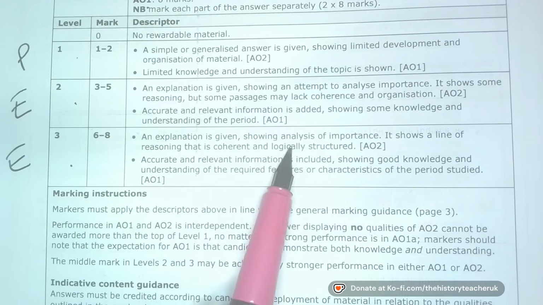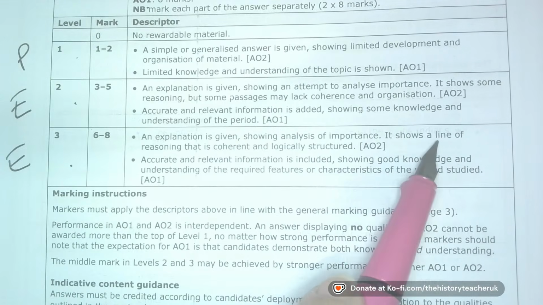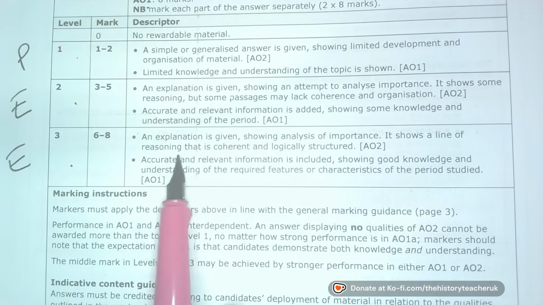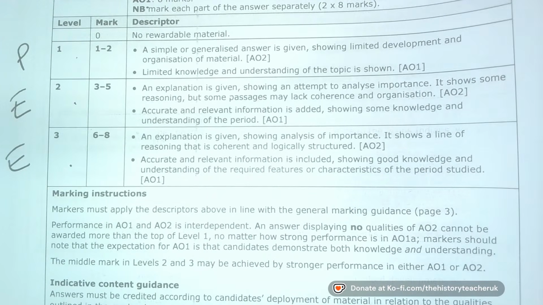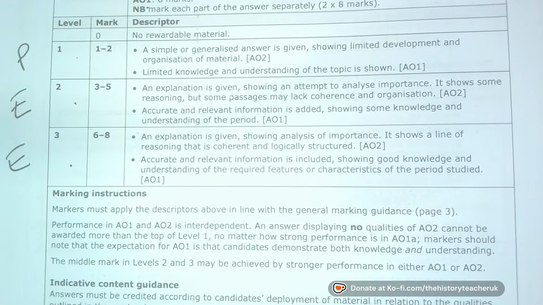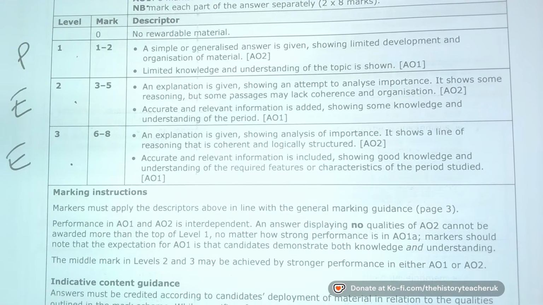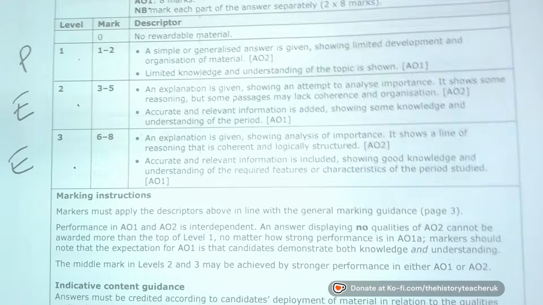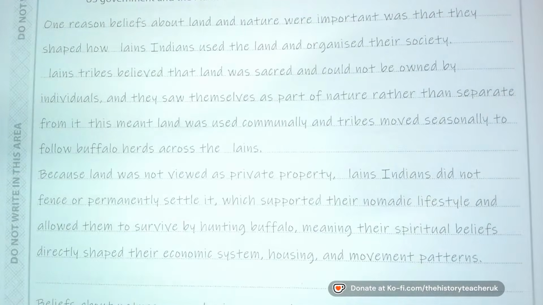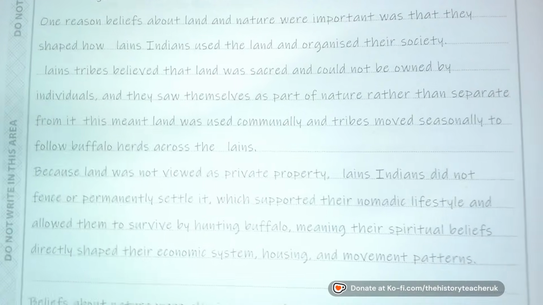An explanation is given showing analysis of importance. It shows a line of reasoning that is coherent and logically structured. In other words, your answer makes sense. Accurate and relevant information is included, showing good knowledge and understanding. So your explanation is given, you've shown why it's important, and your answer makes sense. That's what they're asking for. So let's have a look at my answers and see what we can come up with.